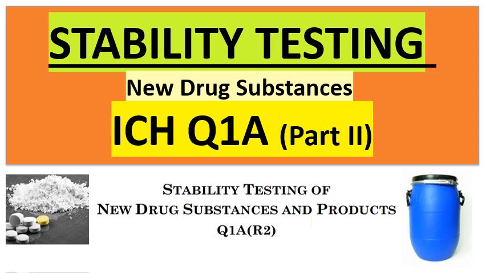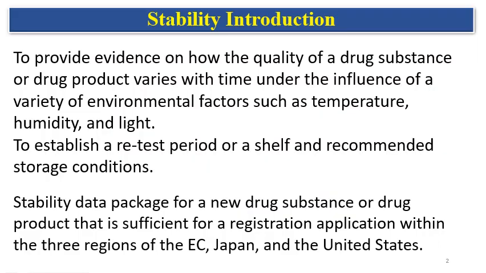So we have seen the basics of stability testing in the last video. Now in this video we will see the stability testing for new drug substances, and the guideline referred here is ICH Q1A, that is stability testing of new drug substances and new drug products. In this video only new drug substances are covered, and in another video we will cover the new drug products. So let's start with the presentation.